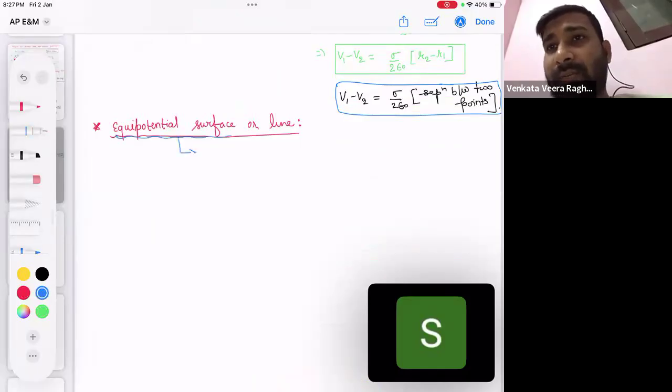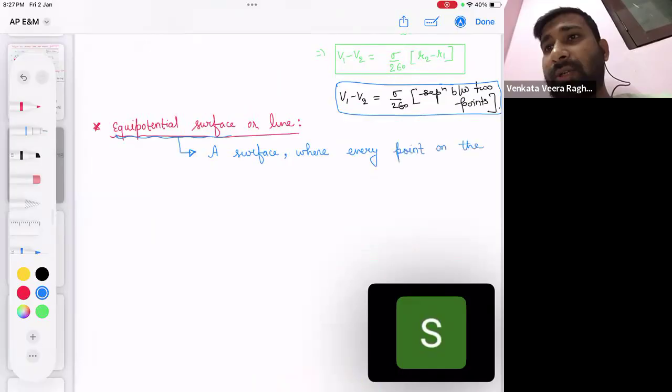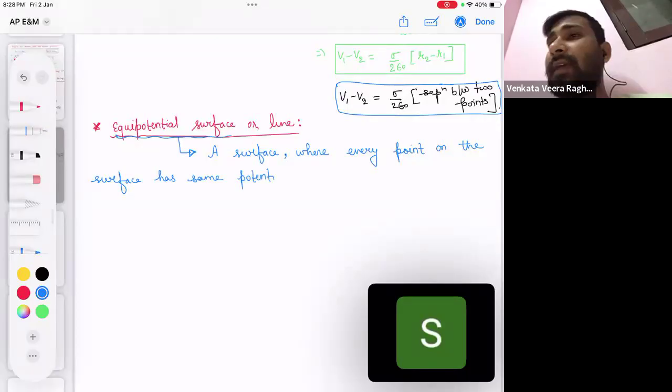Equipotential surface means what? A surface where every point on the surface has the same potential. Understood? Is that clear? And you will be seeing a very interesting thing about equipotential surface.